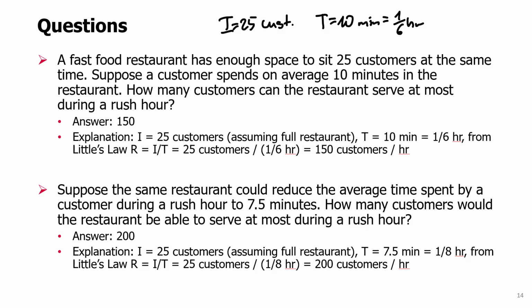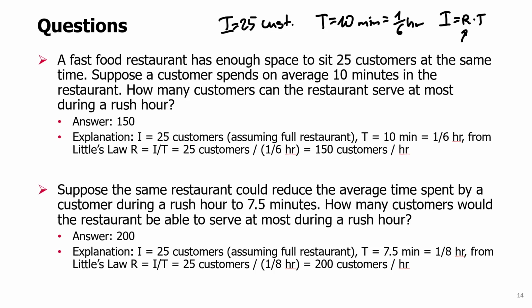From Little's law, we know that I equals R times T. Now we're interested in R, so we can solve it as R equals I over T. That's the solution that you see here: R equals I over T, 25 customers divided by 1/6 hour, which means 25 times 6 customers per hour, or 150. That's how many customers can be served per hour. We could have calculated it per minute as well.